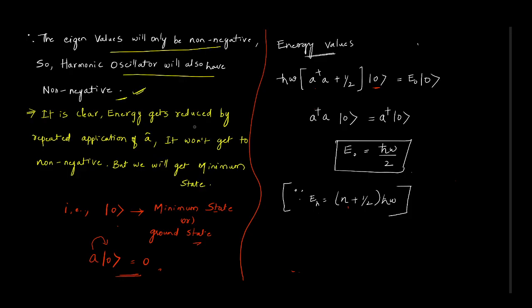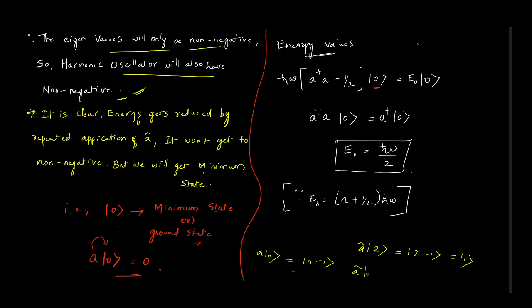It is clear that energy gets reduced by repeated application of a. As we know, when a is applied on any state, the energy or state will be decreased, right? So it is reduced by repeated application of a, but it won't go to a negative term; we will get a minimum state. If I take an example of the second state, a operated on this one will give 2 minus 1, that is the first state, isn't it?